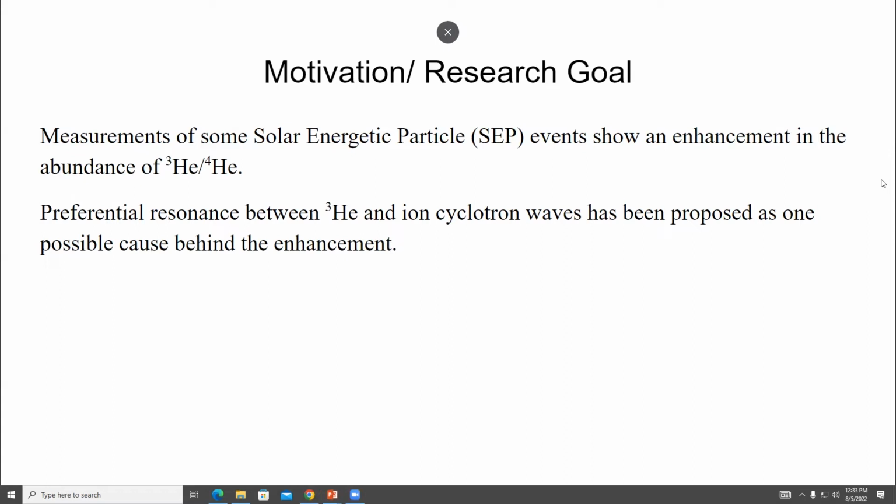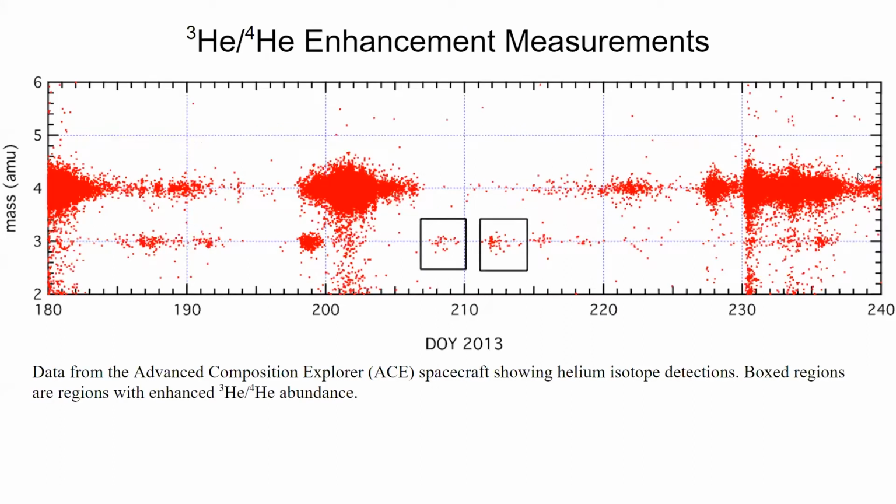Okay. On this slide, you can see an example of one of these measurements of the enhancement of helium-3 to helium-4, where in these box regions you can see an increase in helium-3, but no increase in helium-4. That's interesting because it shows that in some of these solar energetic particle events, not every ion type is energized equally, and it can in fact be that only helium-3 is ionized or accelerated, not helium-4.